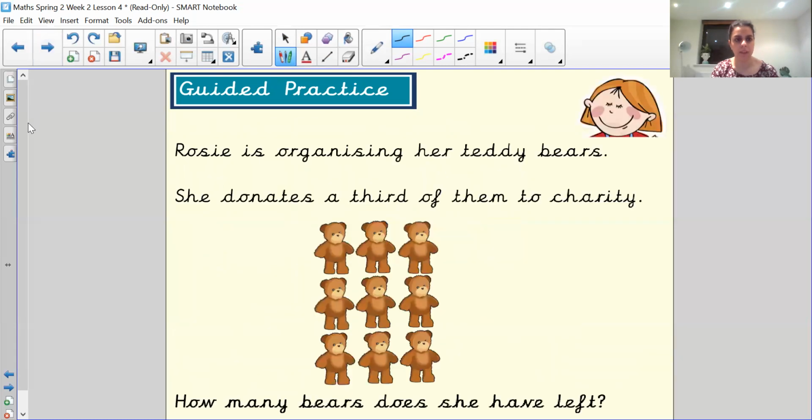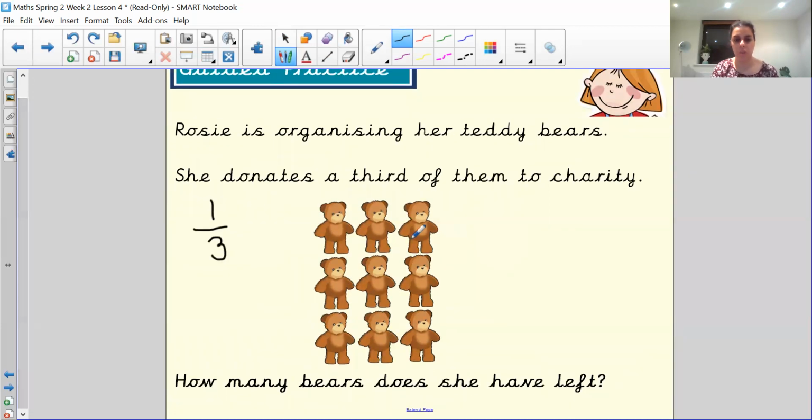Okay, let's have a look at another practice one. Rosie is organising her teddy bears. She donates 1/3 of them to charity. Remember, 1/3 looks like this. How many bears does she have left? Let's see how many she's got to start with. 1, 2, 3, 4, 5, 6, 7, 8, 9. She's got 9 bears to start with.